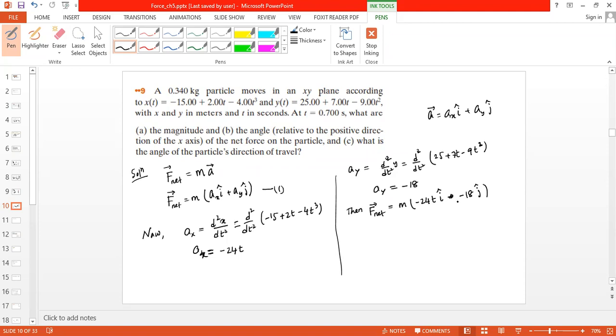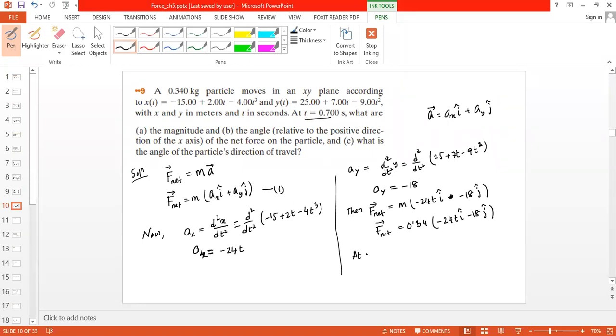This is my net force, and in unit vector notation you can write F net equal to m, which is 0.34, into minus 24t i minus 18j. So this is my net force in unit vector notation. And now what they are asking for, you can do this at t equal to 7 seconds. What does the vector become at t equal to 7 seconds?